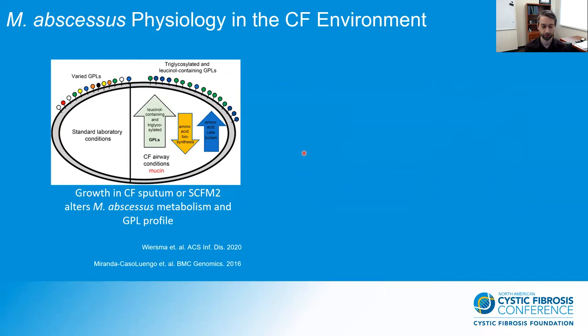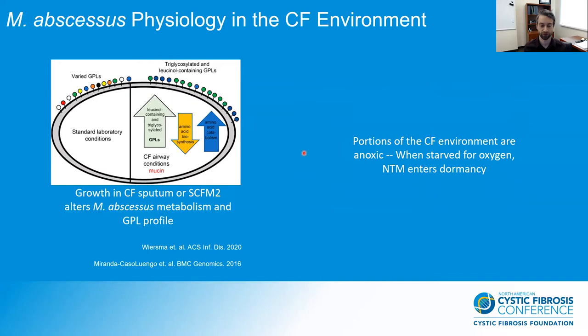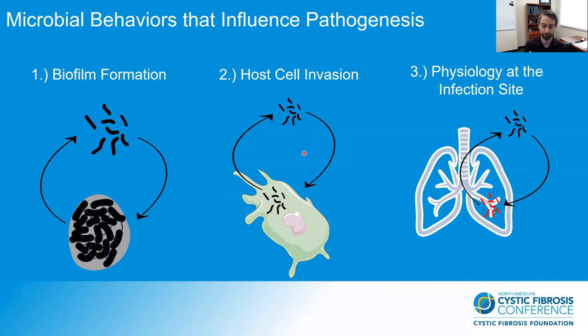This dovetails nicely with what we know about some of the chemistry of sputum. Some portions of the sputum environment or the CF lung environment are pretty anoxic. Mycobacteria need oxygen to grow and divide. Without oxygen, it goes into this programmed dormancy state. So it starts to hint at some metabolism that is taking place, maybe some cell surface features that at least the smooth colony is taking on, and potentially introduces us to maybe a slow growth paradigm for mycobacteria in the infection environment.